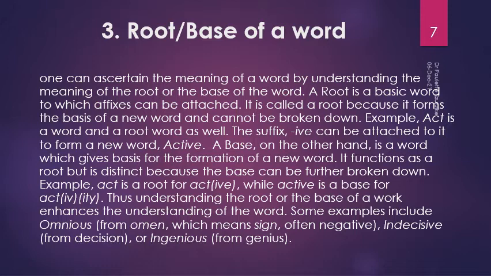By root, we mean the uninflected base or the uninflected word. For example, we have the word national. National is an inflected form where the root is nation, just as we have the word active. Active is an inflected word where we have IVE as the suffix. The root word is act. Therefore, knowing the meaning of act will facilitate the knowledge of the word active.